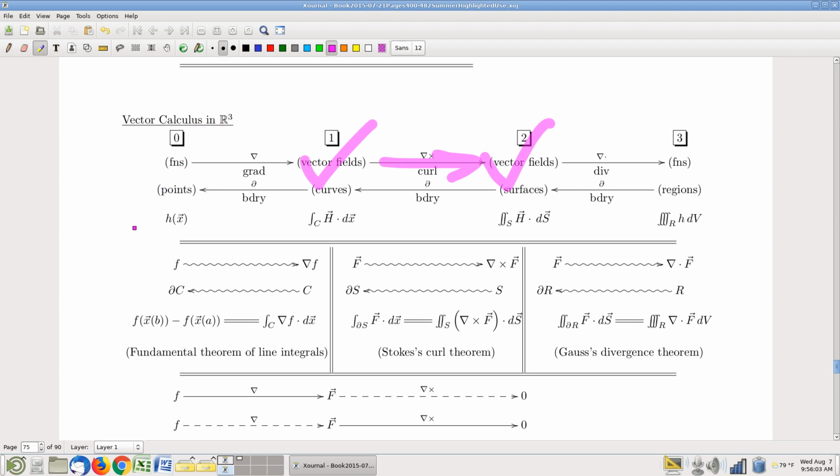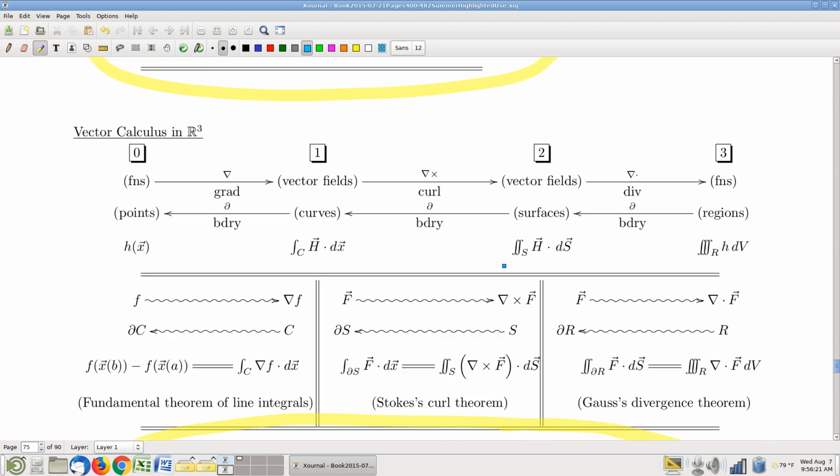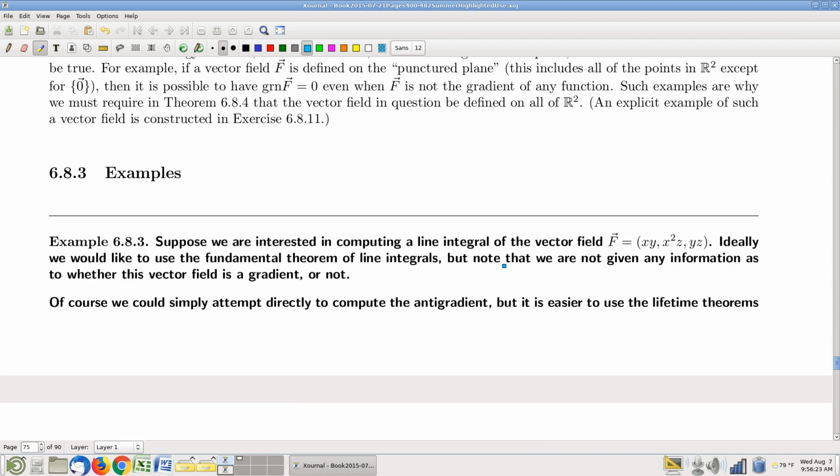Right? So simply by virtue of the fact that the curl is non-zero, I know 100% for sure there is no anti-gradient. Everybody on board? So since I know it doesn't exist, I'm not going to try to find it. Right? Don't try to find an anti-gradient for that vector field.